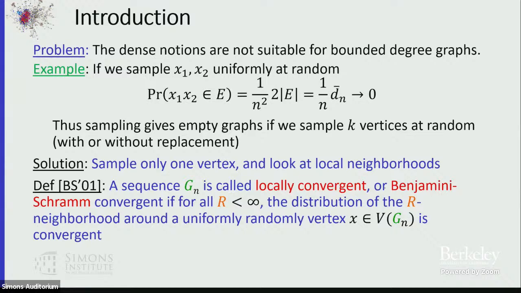They said, okay, rather than sampling many vertices and looking at the induced subgraph, just sample one vertex, look at a given radius r, and see what you see. So you see some random rooted graph. And therefore, the limit will be a possibly infinite rooted random graph. So we have this sequence which is locally convergent, or Benjamini-Schramm convergent.